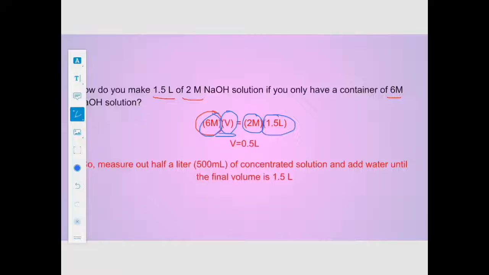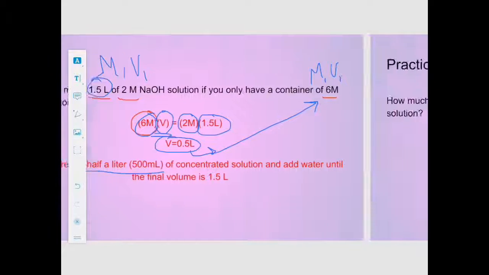Okay, so you're going to go ahead and solve. Now it doesn't matter which side is which. You can choose to have this be M1 and V1, or you can have this one be M1 and V1. It doesn't matter. What matters is that they stay on the same side. And once you solve for this variable V, you'll find that you're going to need 1/2 liter of the 6 molar solution right here. So you're going to measure out 1/2 liter or 500 mL of concentrated solution and add water until your final volume is what you needed in the first place, which was 1.5 liters. Okay? Again, it can be hard to get your brain around, but after a couple practice problems, you should be able to do it pretty well.